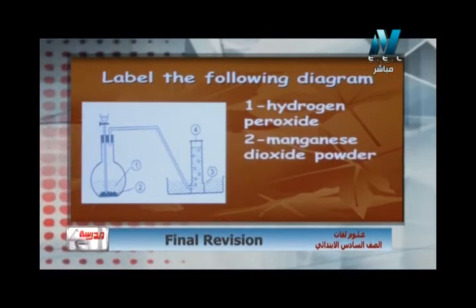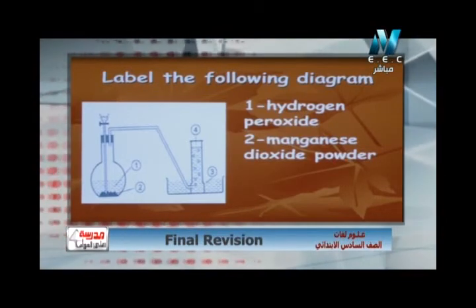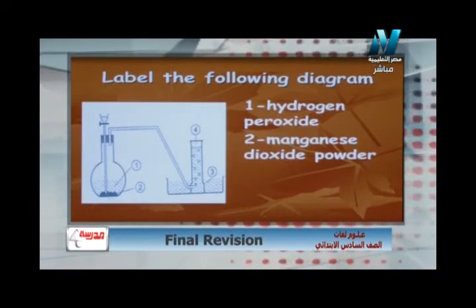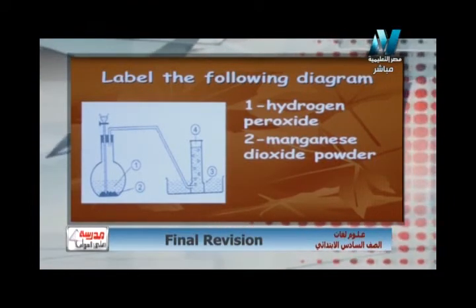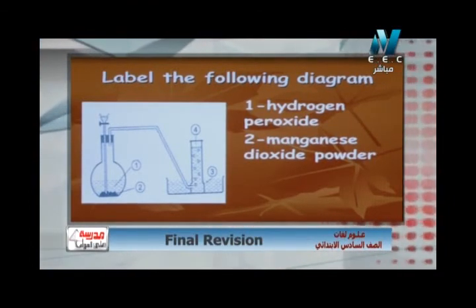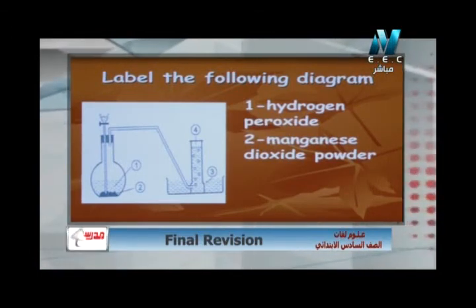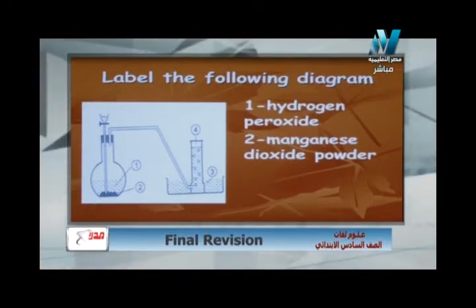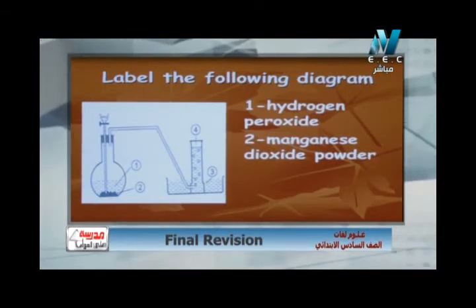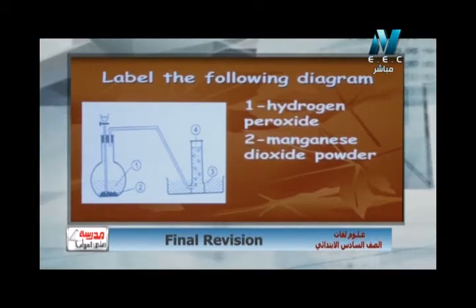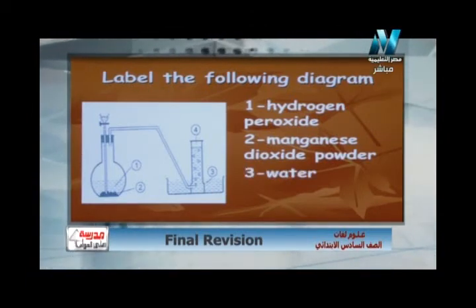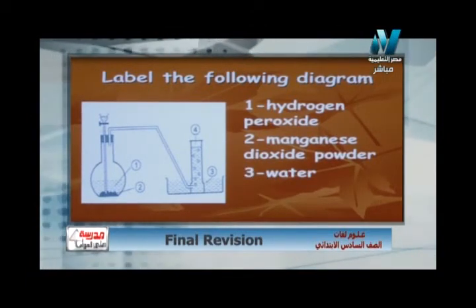Number 2, at the bottom of the flask, we will find a black powder that we call manganese dioxide powder, which is a very important material, a catalyst that helps in the decomposition of hydrogen peroxide, or oxygen water, giving me oxygen and water. And number 3 will be water, and at last number 4 will be oxygen gas.